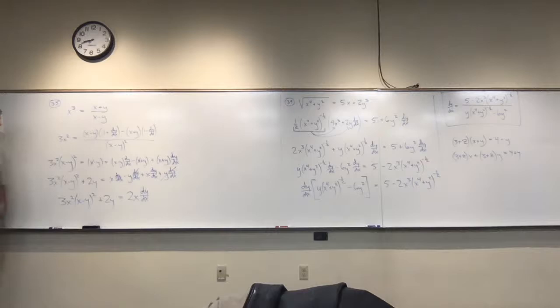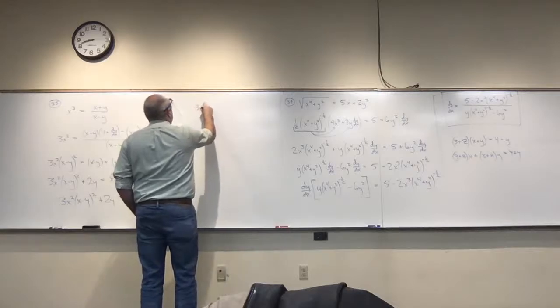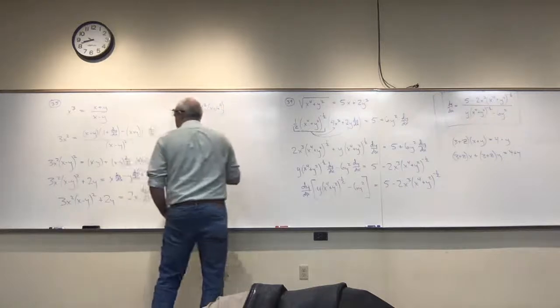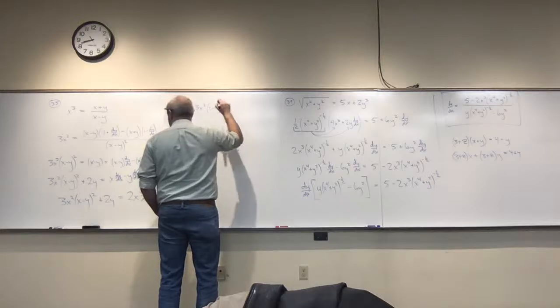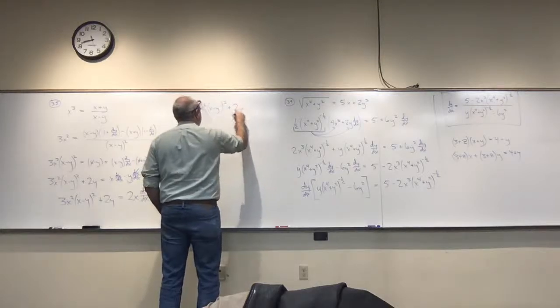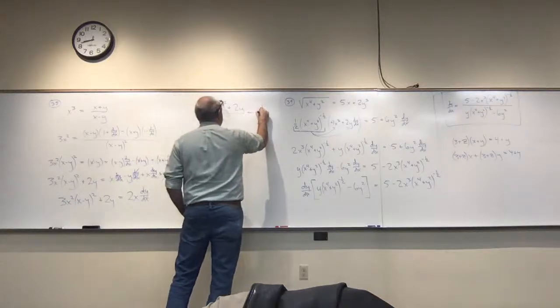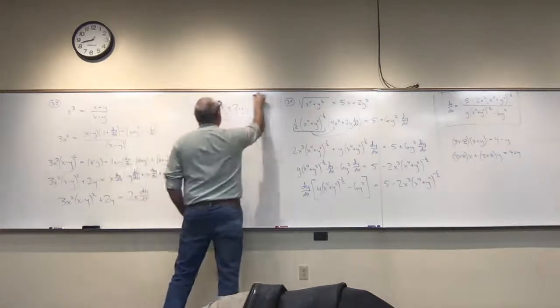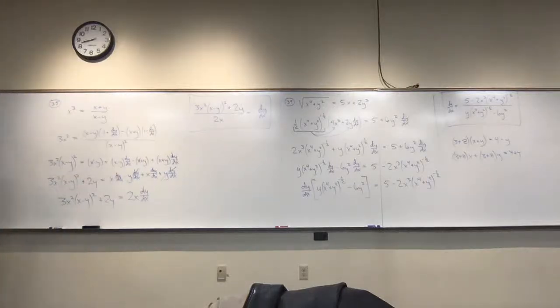And now the only thing I have left to do is divide both sides by 2x. So I get that 3x squared times x minus y, quantity squared, plus 2y, divided by 2x, is equal to dy/dx. And that's it.